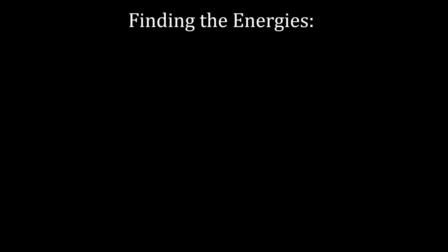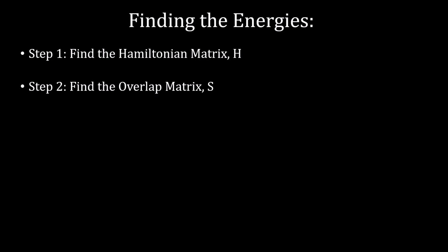So now with all of that out of the way, we can now actually talk about how to find the energies. So there's going to be 5 steps to do this. The first 2 kind of go together. We're going to find the Hamiltonian matrix H and find the overlap matrix S. This I'm going to assume you know how to do from the previous 2 videos. If you haven't seen those, you might want to check those out if you're not sure how to do this.